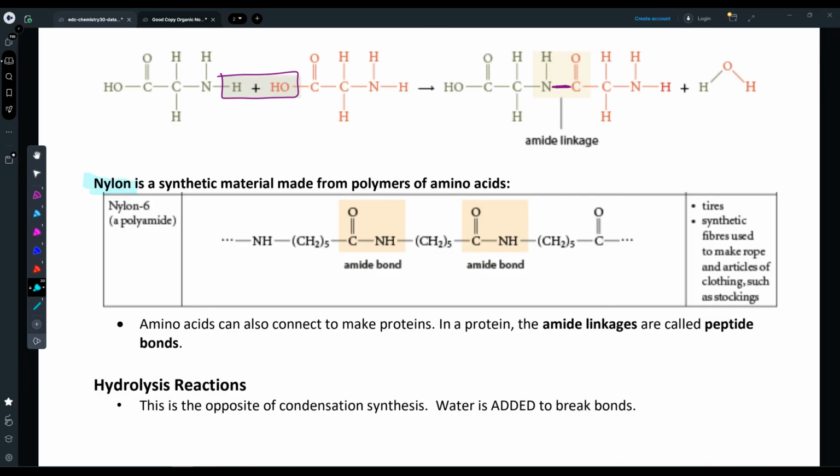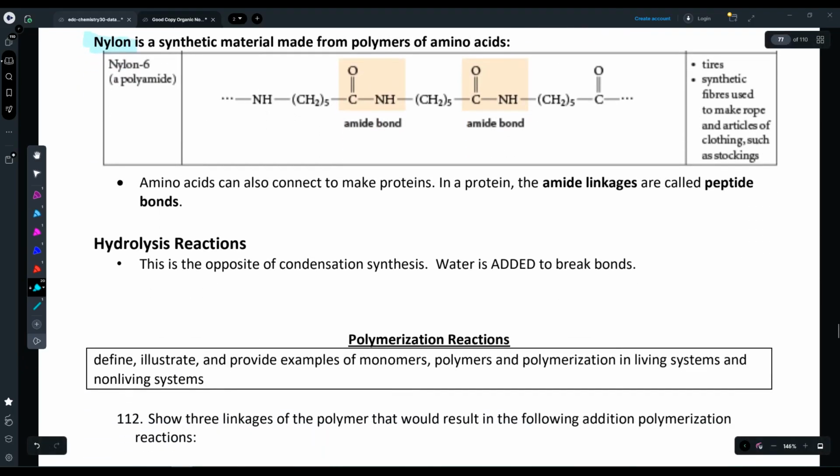For nylon, you need to know that nylon is going to be the polymer, and it's used in tires, synthetic fibers, used to make ropes and clothing, that sort of thing. You should know the usage of these polymers. So amino acids can also connect to make proteins. In a protein, amide linkages are called peptide bonds.